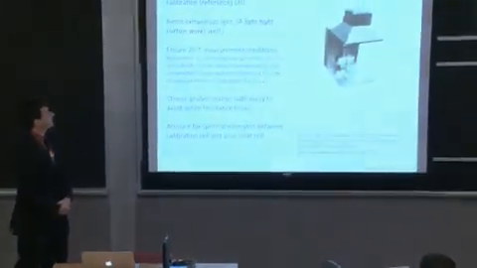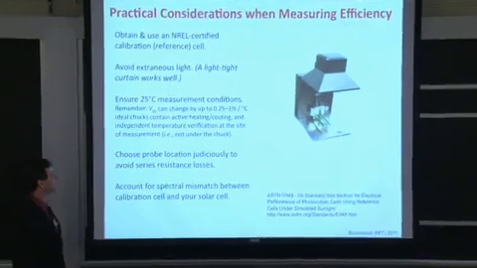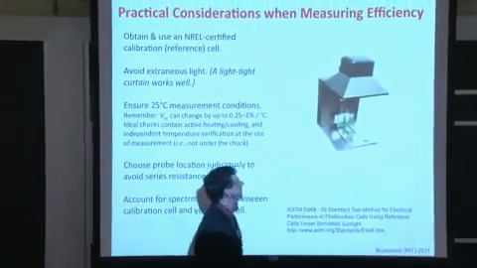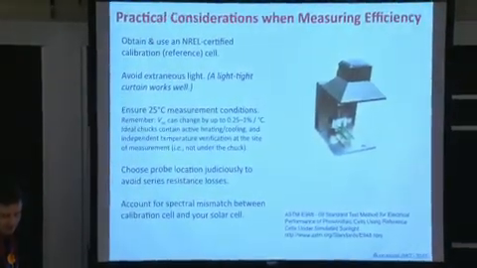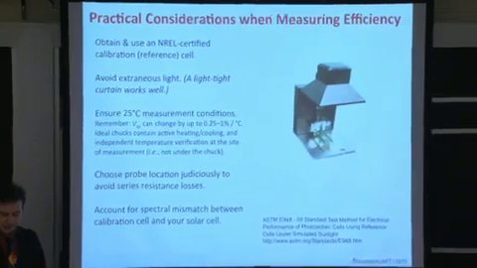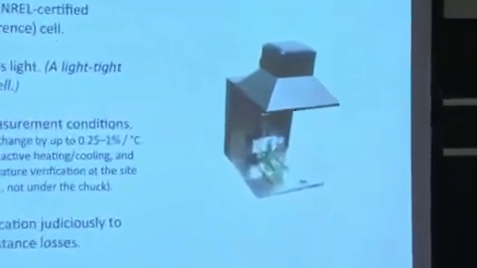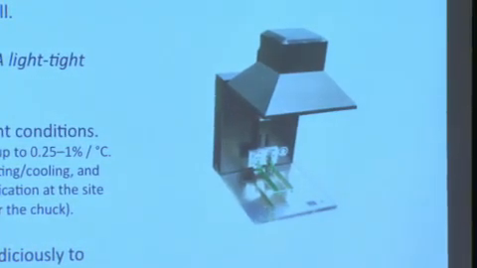Avoid extraneous light coming in from outside of your solar simulator. Solar simulators are often shown in this manner right here, where you have everything out in the open. That's to show you what's going on inside. When you actually take the measurement, typically you have a small black curtain that's light tight around your apparatus, or maybe even a box. Ensure 25 degrees C measurement conditions.